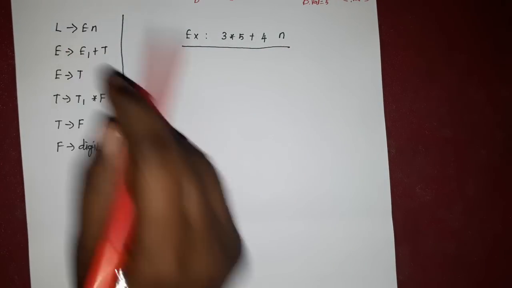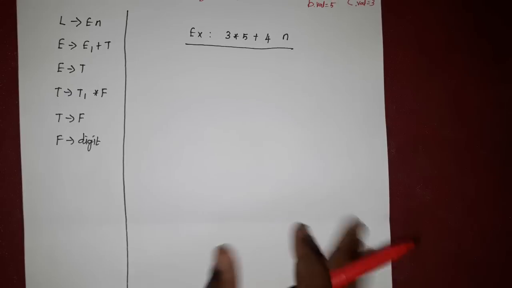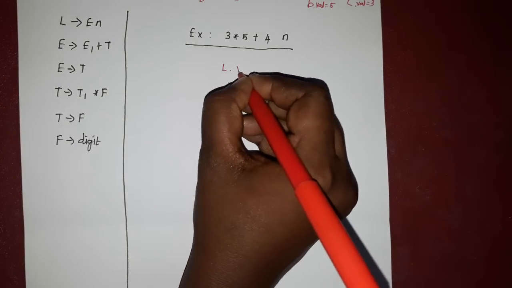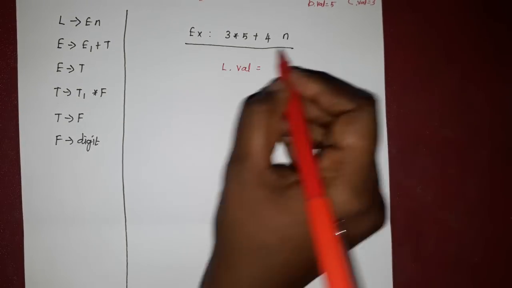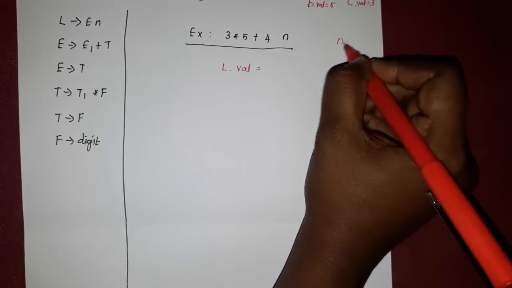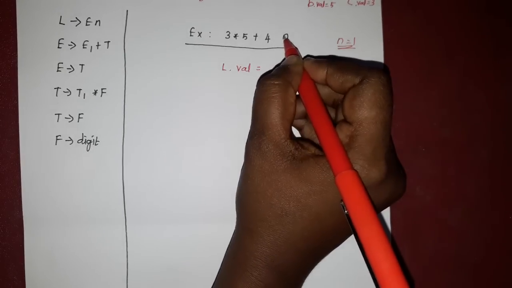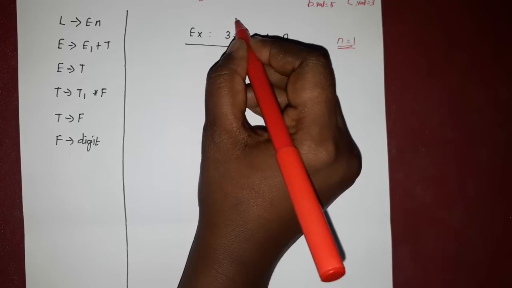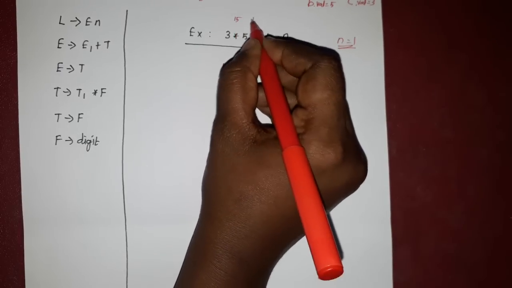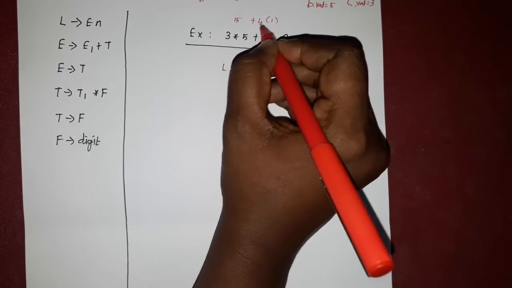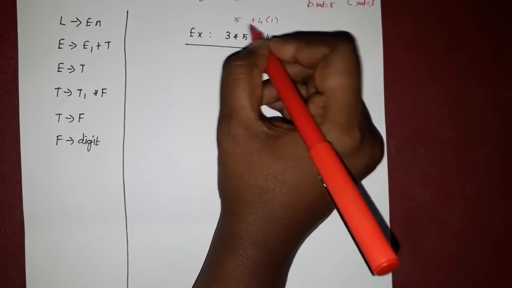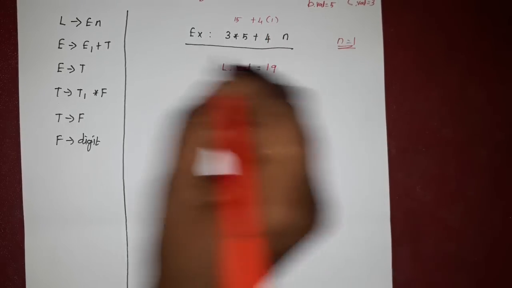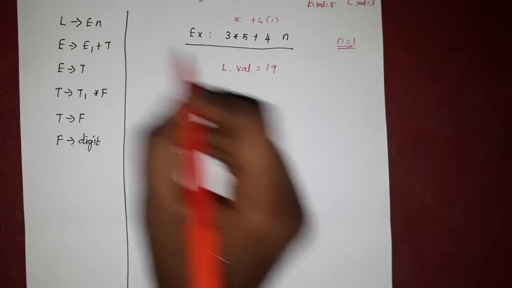So here L is the root node. So I am going to write L dot value is equal to, here we are going to put n is equal to 1. So here n is equal to 1, in the sense 3 star 5 is 15 and this is plus 4, n value is 1. So 4 into 1 is 4 and 15 plus 4 is 19. So the root value of L is 19.